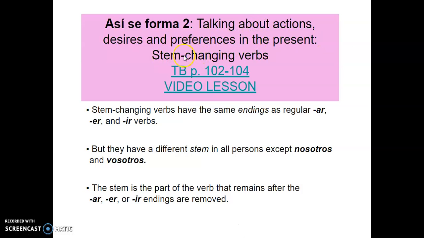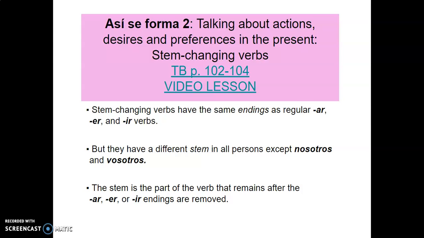Verbos de cambio de raíz. Verbs that are stem changing. So what is a stem changing verb? A stem changing verb is simply a verb who has a spelling change in its stem. Its stem being the part of the word or the verb that comes prior to the AR, ER, or IR ending when it's in the infinitive form, okay?